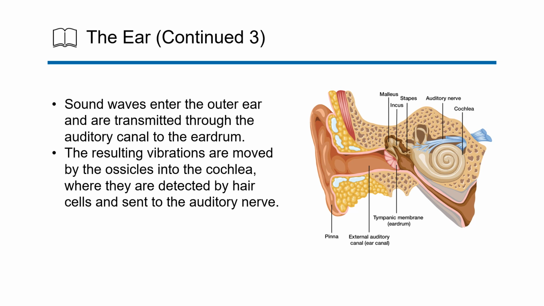And what happens is the cells detect the vibrations and turn them into electrical signals. The signals are sent to the auditory nerve, and this whole thing acts like a messenger. It carries that signal from your ear to the brain, where that information gets processed.